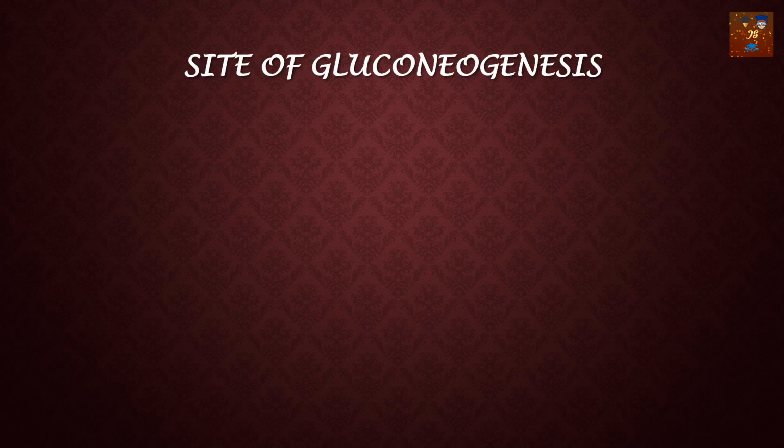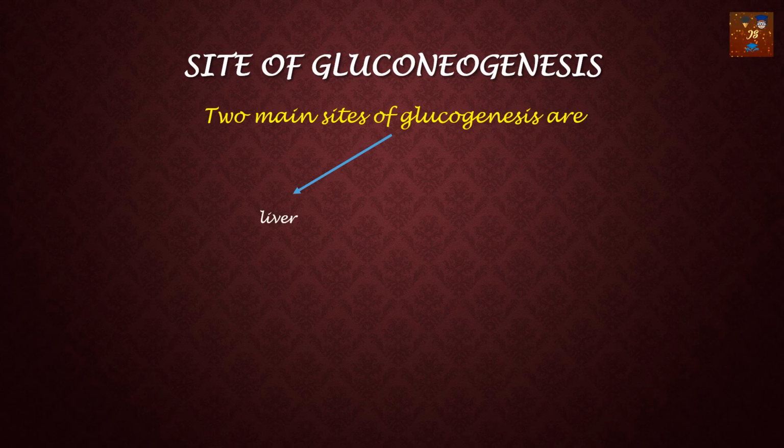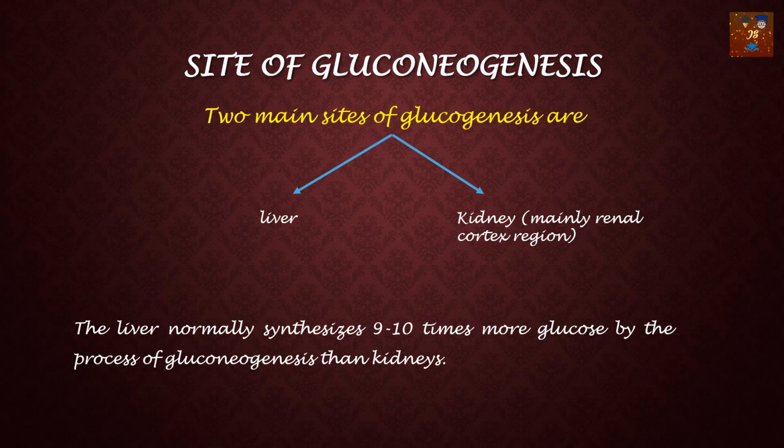Now we will learn what the sites of gluconeogenesis are. There are 2 main sites where gluconeogenesis actually happens. One is the liver and number 2 is the kidney, mainly the renal cortex region of the kidney. If we compare the capability of liver and kidney regarding gluconeogenesis, we will find that the liver normally synthesizes 9 to 10 times more glucose by gluconeogenesis than the kidneys. So the liver forms more glucose by gluconeogenesis.